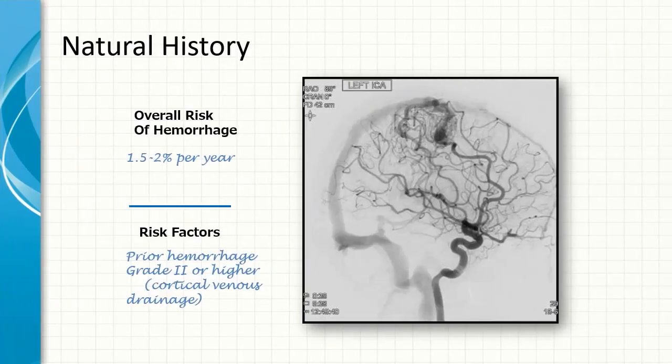When you take all comers, the overall risk of hemorrhage from a dural AV fistula is 1.5 to 2% per year. As with other vascular malformations, prior hemorrhage predicts future hemorrhage. In addition, a higher grade or type lesion with cortical venous drainage increases the risk.